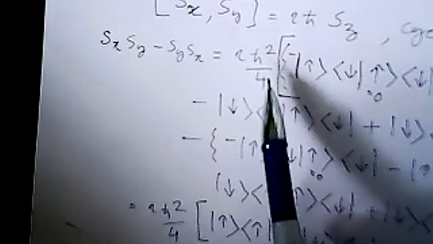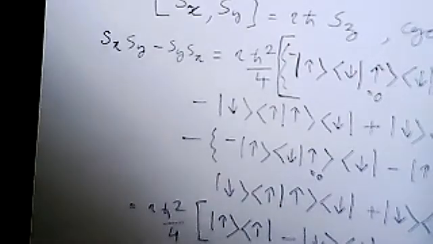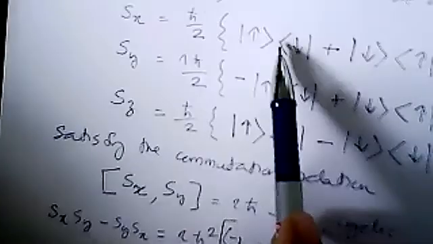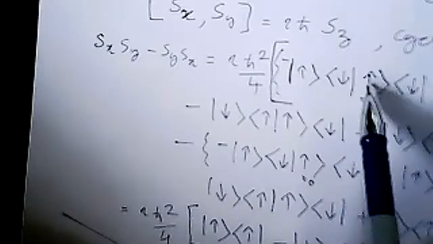So you multiply Sx Sy, then minus Sy Sx. Many terms will come, so you can write it as iħ²/4, since constants you can take as common. Then you keep the order of the state vectors; you are not allowed to shuffle them. So the first term, into this one, will be minus of spin up, spin down, spin up, spin down.